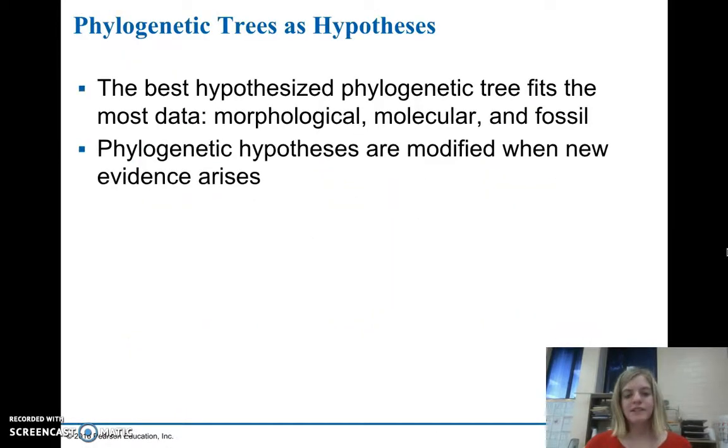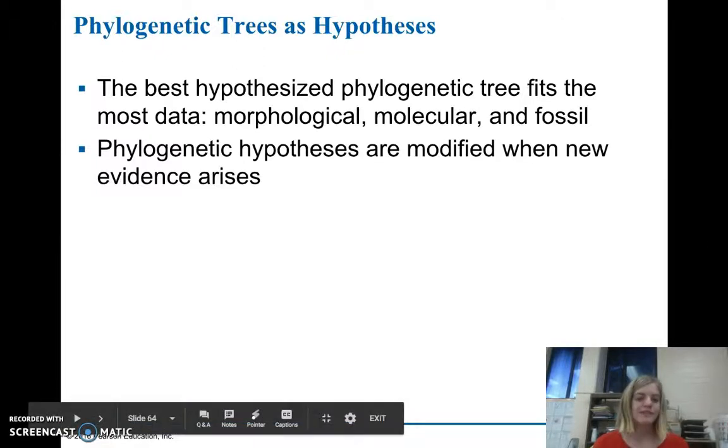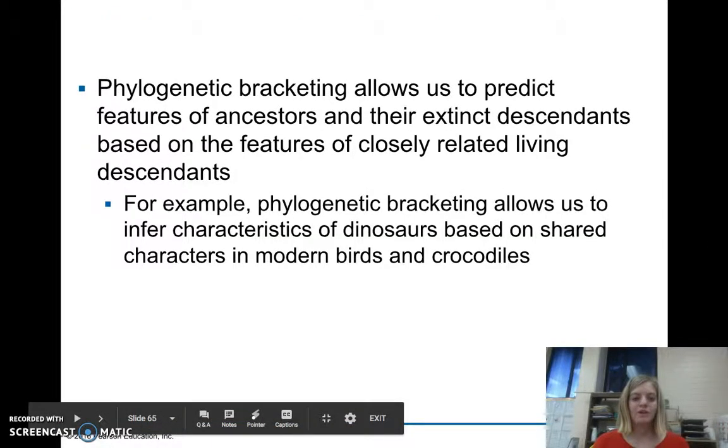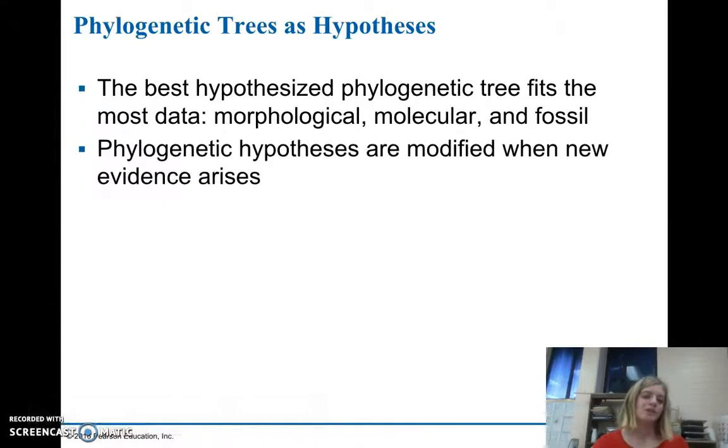Finally, once again, it's important to note that these phylogenetic trees are simply hypotheses. We don't know for sure how the species are related. We continue to add, adjust, and change our trees based on which data we have, whether we find more morphological data, more molecular data, or more fossil data, and then we modify these trees as we find new evidence and new information. So we are able to kind of determine how these creatures are related.